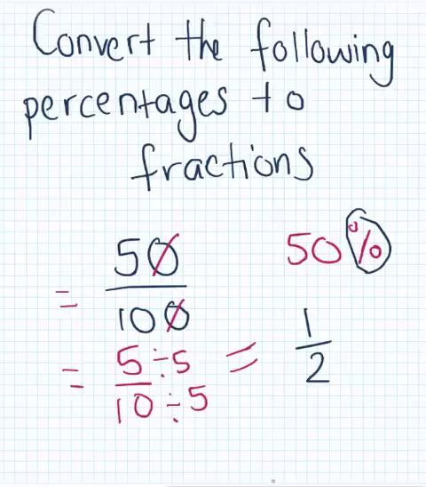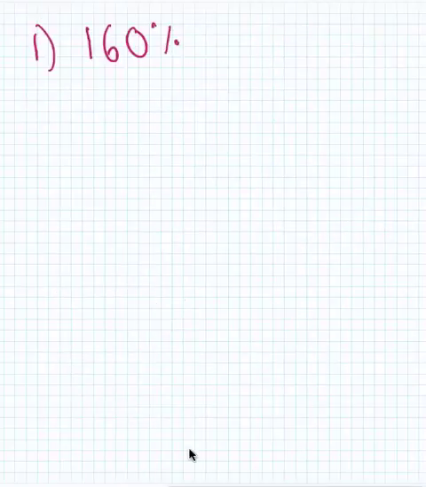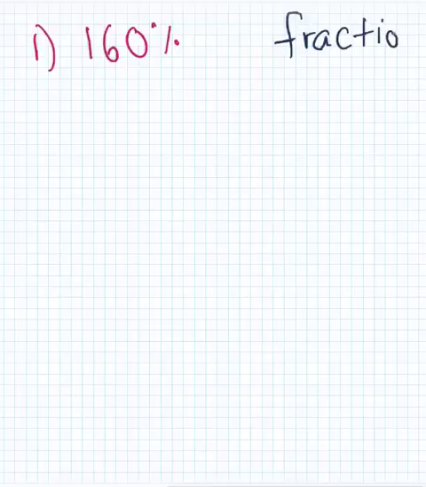And that's it. So to turn or convert a percentage into a fraction, you first get the percentage and now write it out of 100. Simplify the fraction if you can, and that's it. Okay, let's try this question here. We've got 160% and we want to turn it into a fraction. So we can remove our percentage symbol and then simplify our fraction.